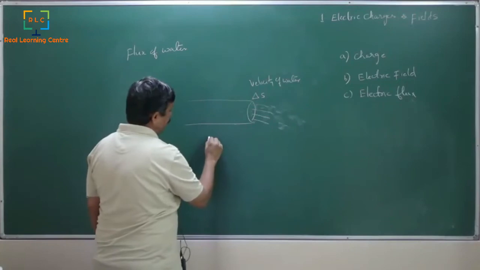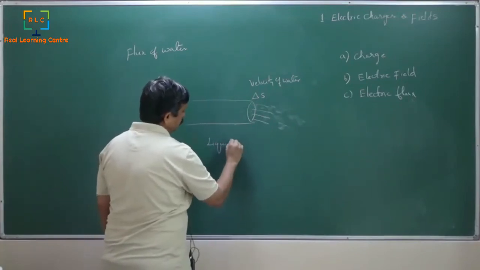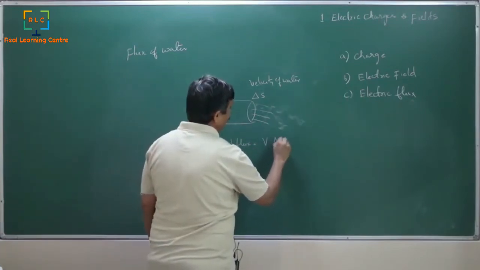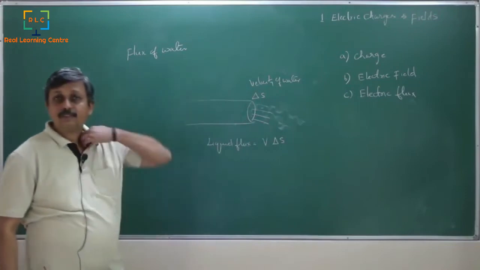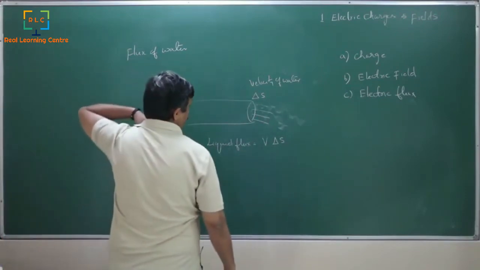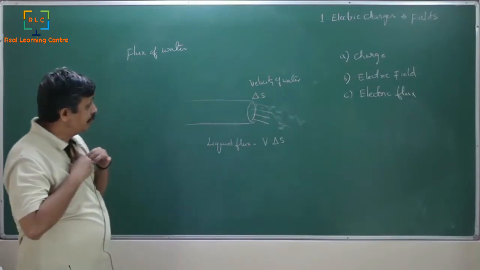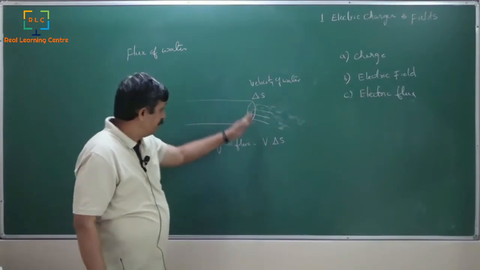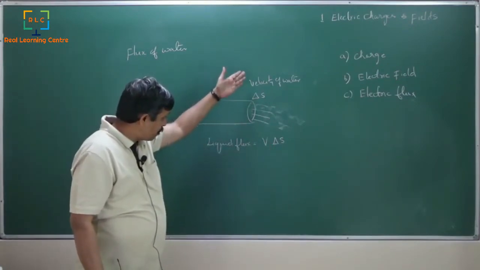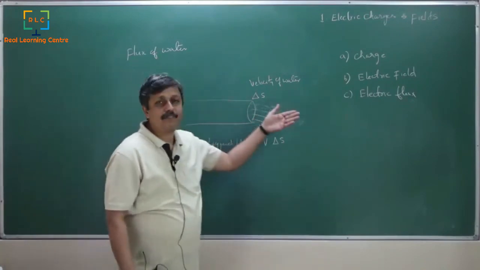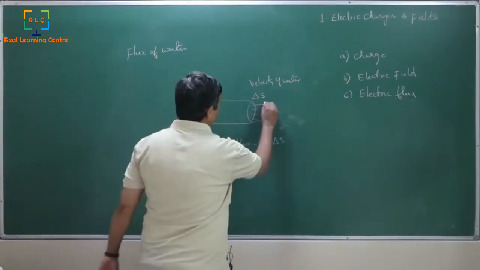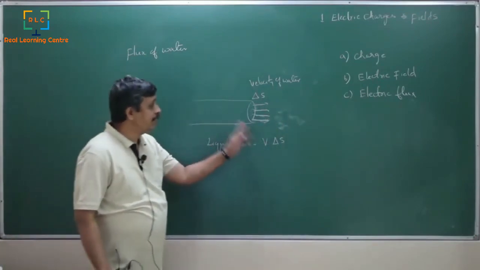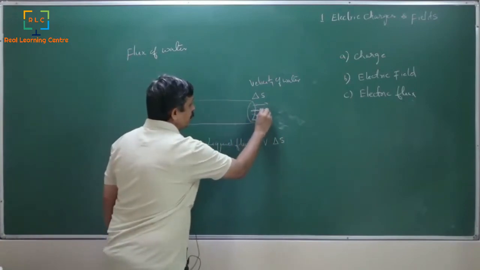So water flux or liquid flux is given by nothing but velocity into delta S. Now the question we have to ask is, this delta S we are talking about is perpendicular to the flow of liquid. Assume that it is perpendicular to the flow of liquid, like this. Then we can say delta S into V. V is in this direction. This is the direction of V.